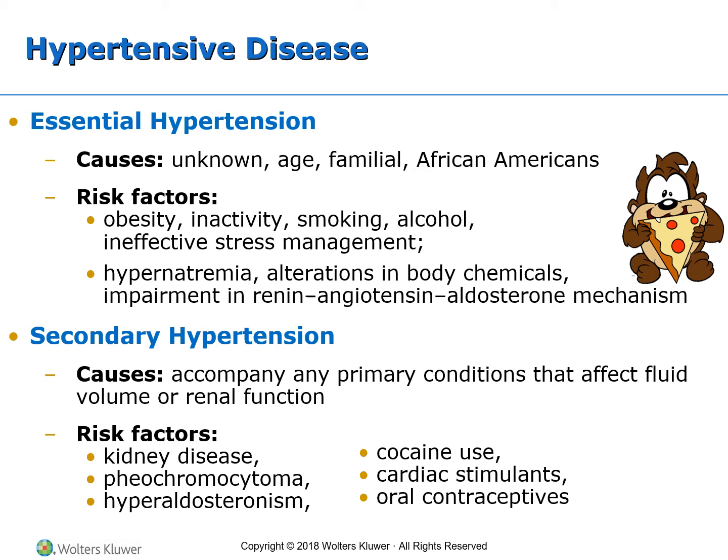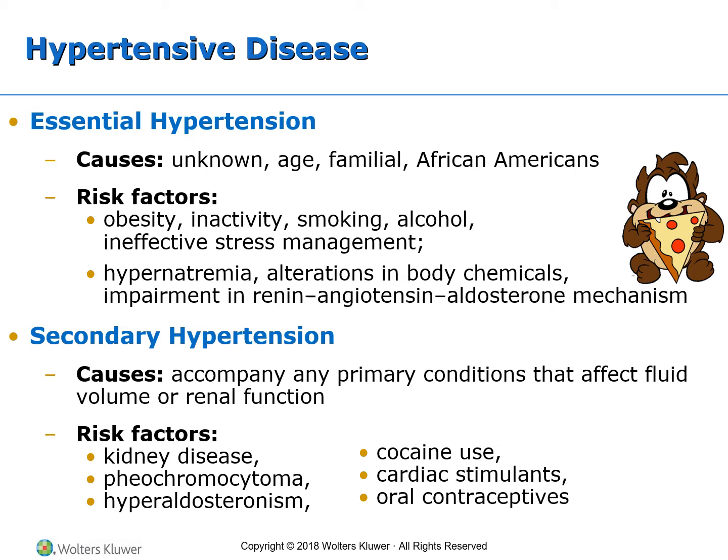The exact cause of essential hypertension is unknown. Blood pressure often increases with age. Hypertension may run in families. Essential hypertension affects African Americans at a higher rate than it does other ethnic groups. Obesity, inactivity, smoking, excessive alcohol intake, and ineffective stress management are risk factors.